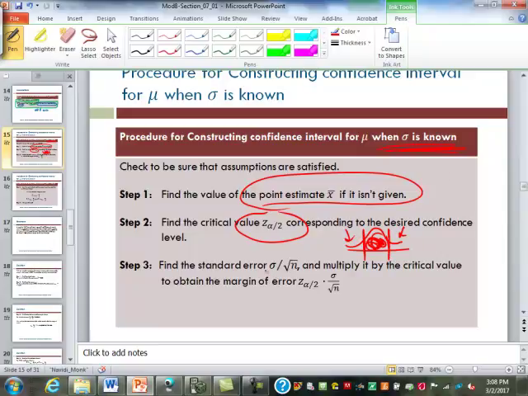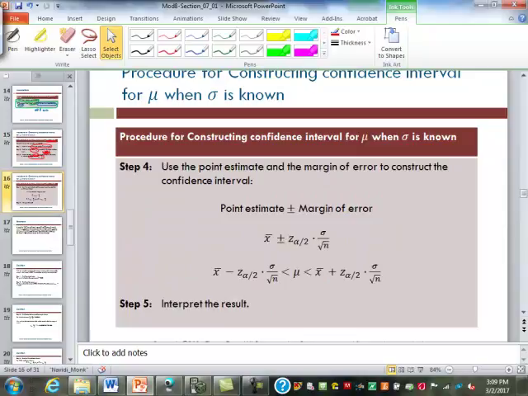Then find the standard error, which is the population standard deviation divided by the square root of sample size. That can be used to find your margin of error for the confidence interval. Once we have the margin of error, then it's our point estimate plus or minus that margin of error. So the lower limit of our confidence interval is the sample mean minus our margin of error. Then our sample mean plus that margin of error gives us the upper limit.